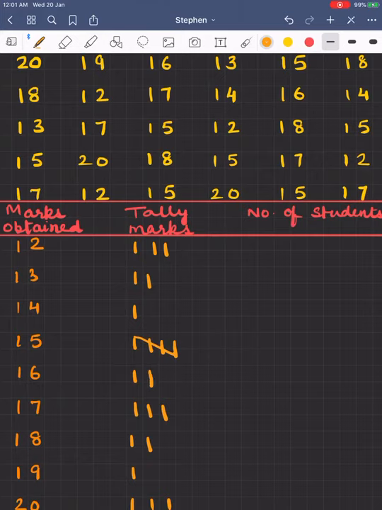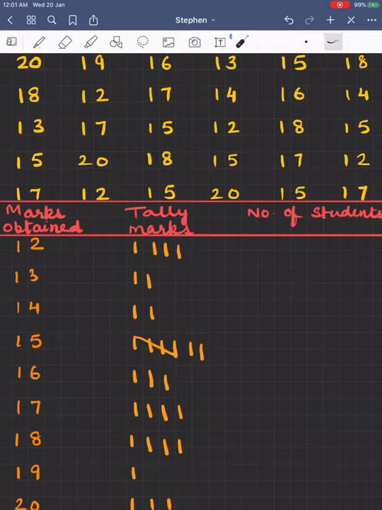Then we have 16, 18, 17, 15, 18, 14, 15, 12, 17.